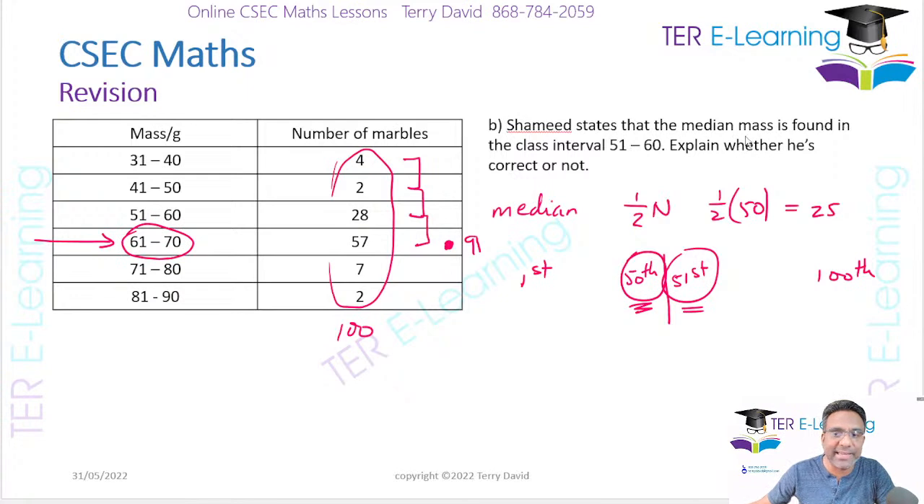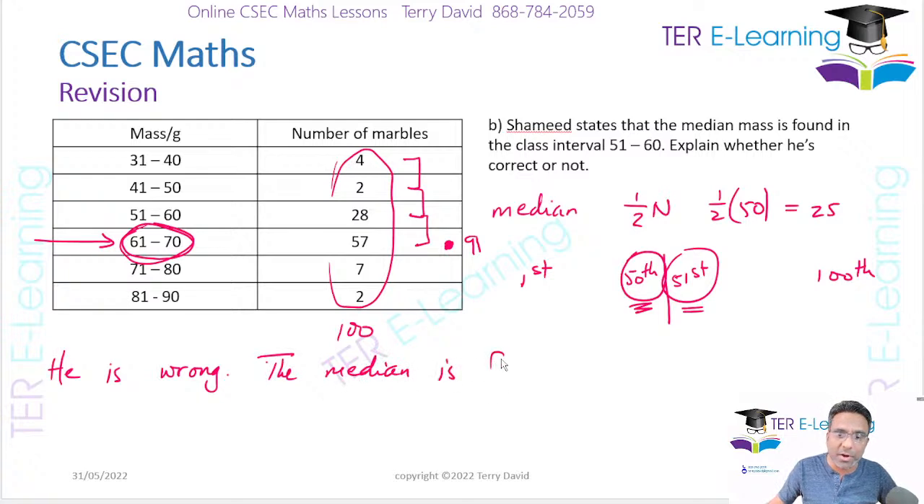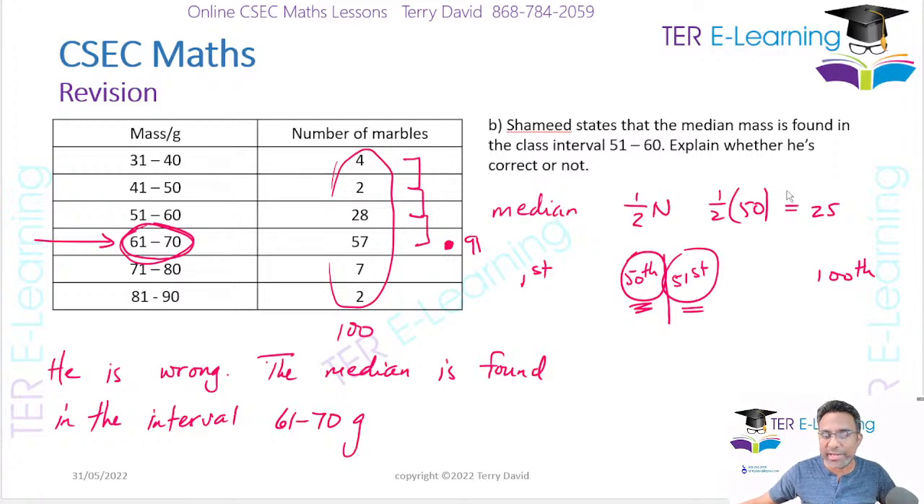So therefore, Shamid states that the median mass is found in the class interval 51 to 60. He cannot be correct. Based on our interpretation, we can see that the 50th and the 51st marble are actually found in this class interval. So he's wrong. The median is found in the interval 61 to 70 grams. And this is our logic here.